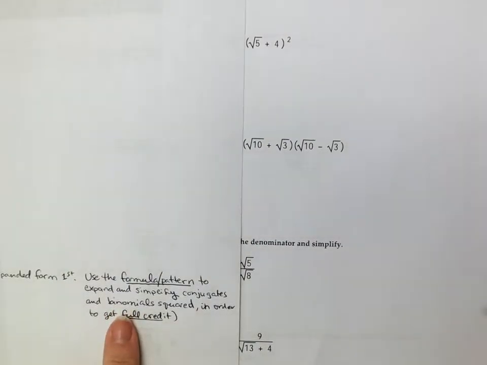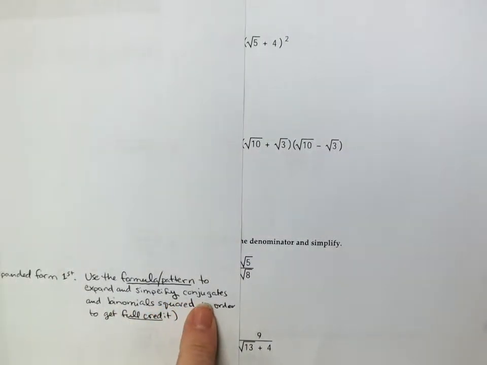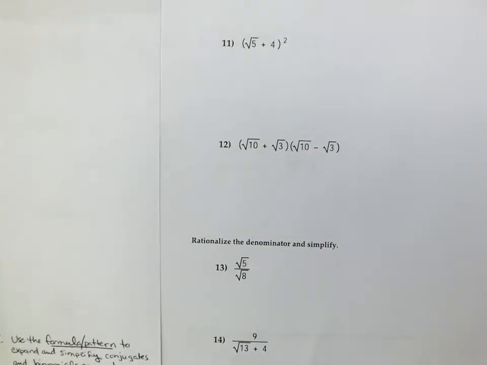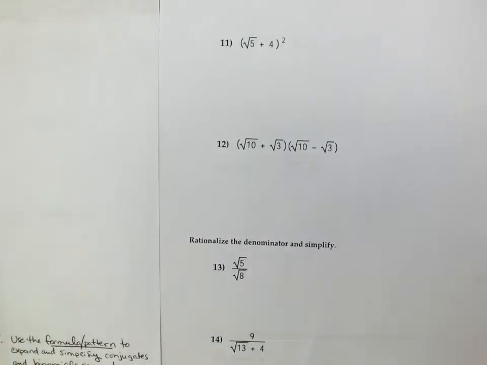So yeah, watch out for that. If you see that binomial squared or that conjugate, make sure you expand it according to that formula, the pattern. Okay, not foiling it out. If you just foil it out, you'll get some credit if you get it right, but not if there was a formula you could use instead. That would be the full credit.